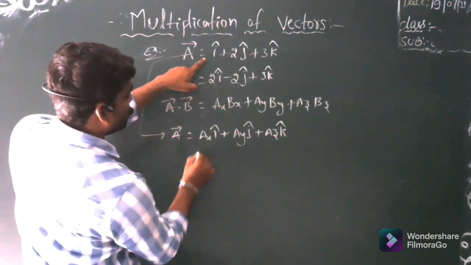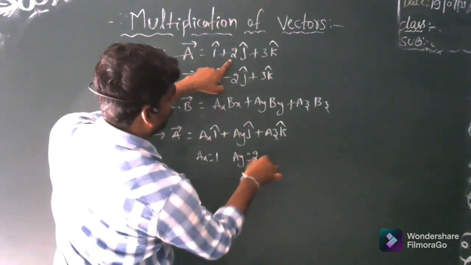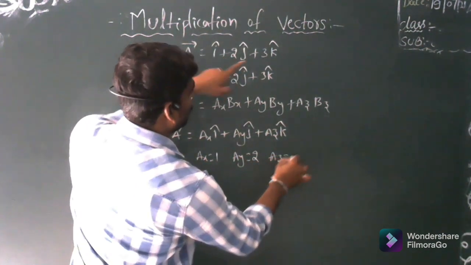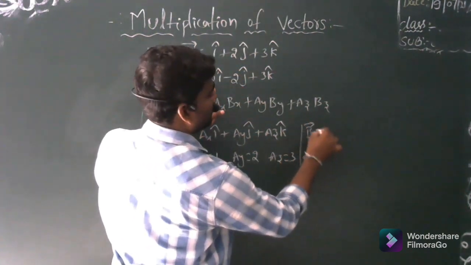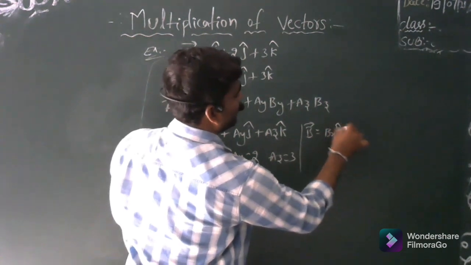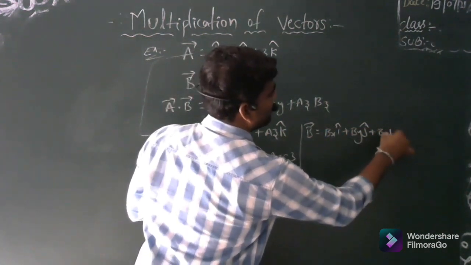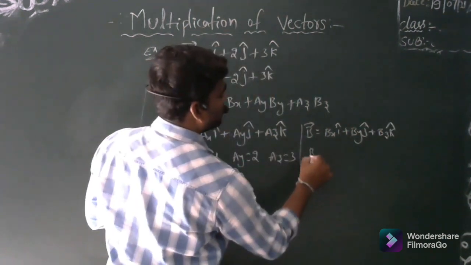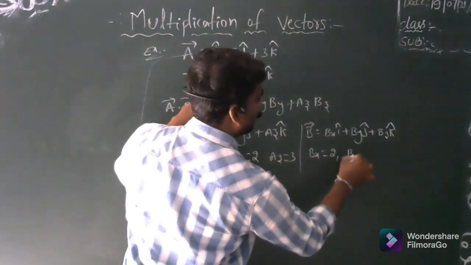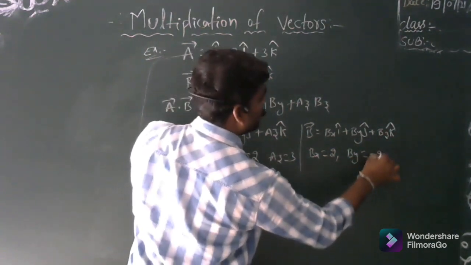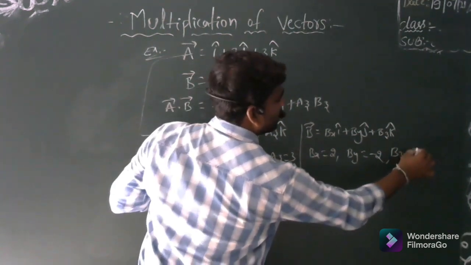So what is the Ax value here? 1. What is the Ay value? 2. And the Az value is 3. In the same way, find the components of vector B, which is in the form Bx I cap plus By j cap plus Bz k cap. Now, what is the value of Bx here? 2. And the By value here is minus 2. And the Bz value is 3, right?